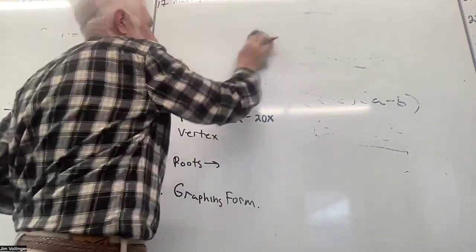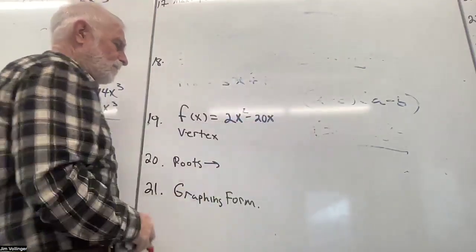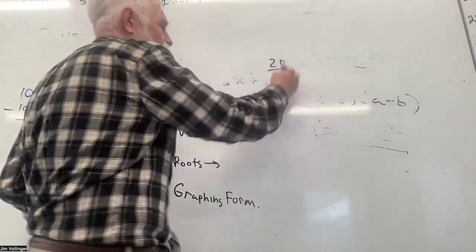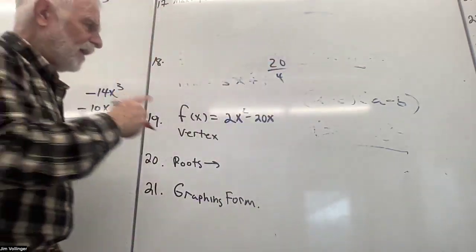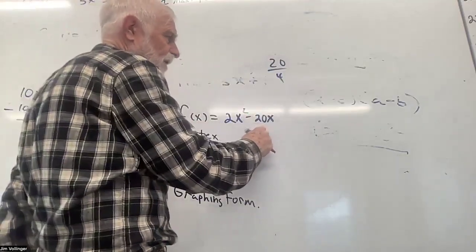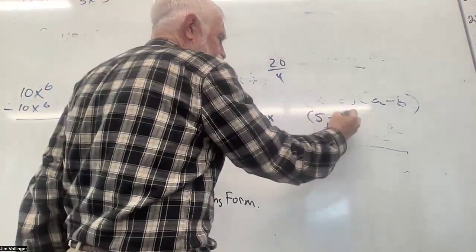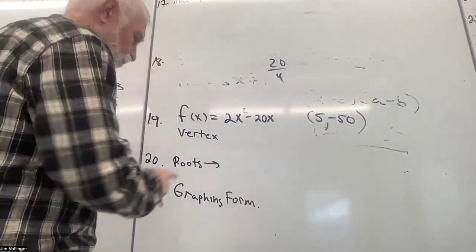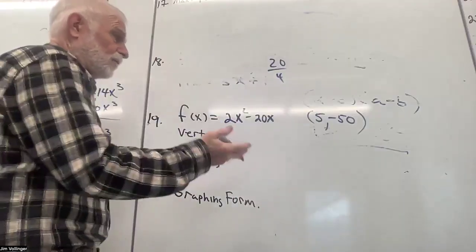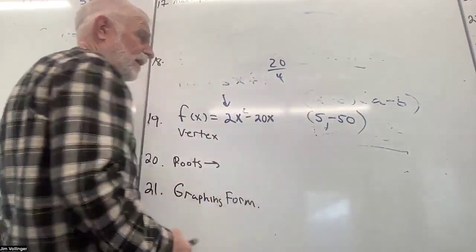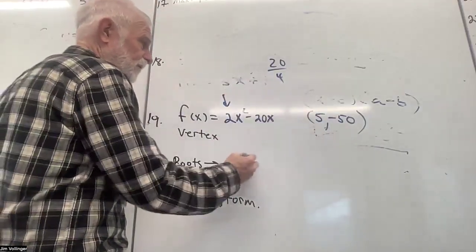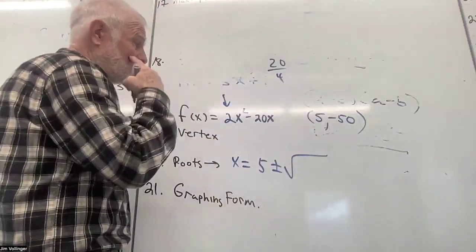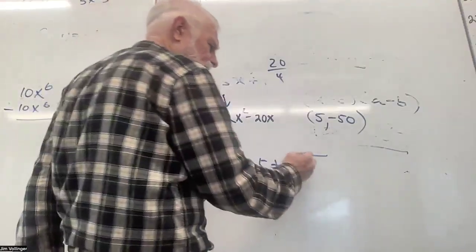Let's get rid of this stuff. All right. 2x squared minus 20x, vertex, minus b over 2a. Do that in your head. You got a 5. Put it in the middle term, cut it in half, and 5 should get you minus 50. Okay. Roots. Well, now we've got the roots. If we've got the vertex and we got the a value, then we have the roots. x equals 5 plus or minus the square root of 50 divided by 2. This was factorable. No kidding.